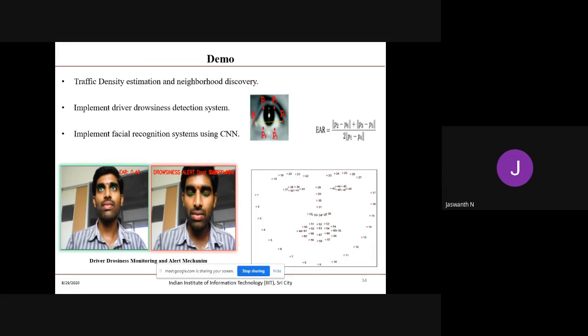Driver drowsiness is simple. You calculate the eye aspect ratio, where the numerator computes the distance between the vertical eye landmark points. These are nothing but your landmark points, the green colored ones. And then the denominator computes the distance between the horizontal eye landmark points. This is used for driver in-vehicle analysis in case of a drowsiness state, alarming or warning the driver before a collision occurs.